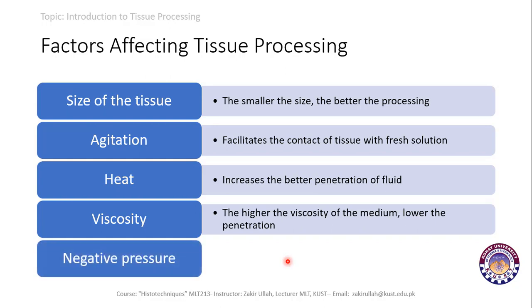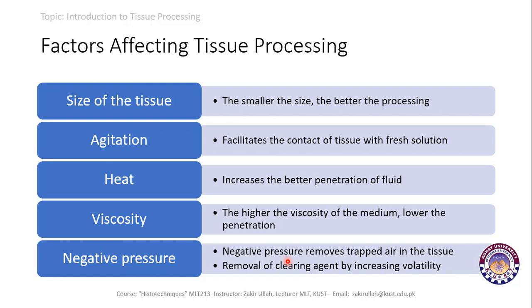And negative pressure is the last factor which affects tissue processing. This removes trapped air in the tissues, and also removes the clearing agent by increasing the volatility of that agent.